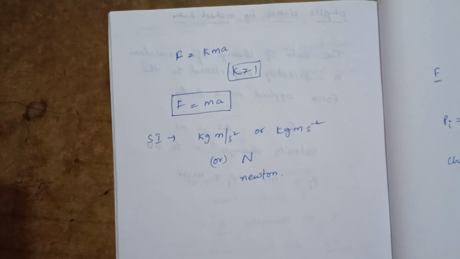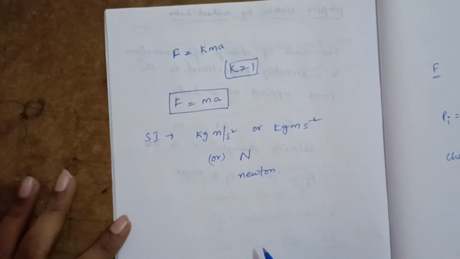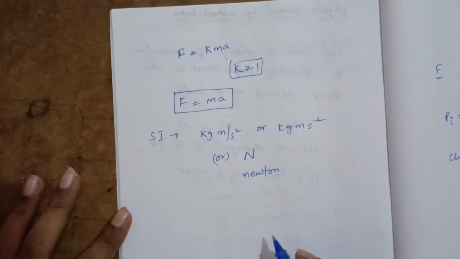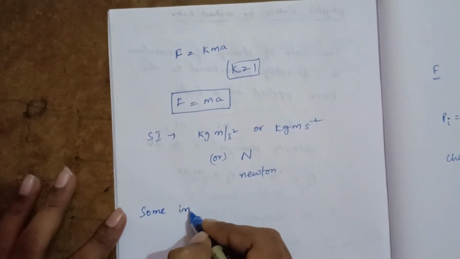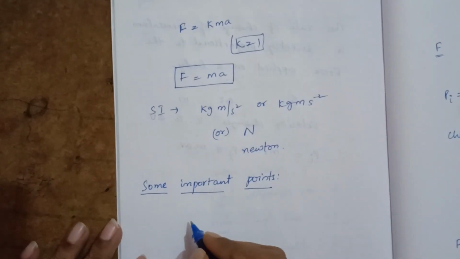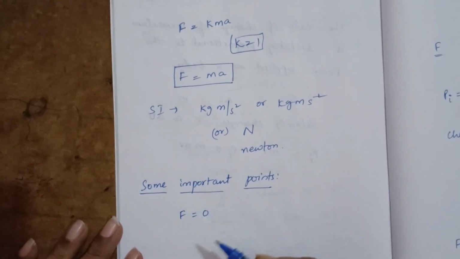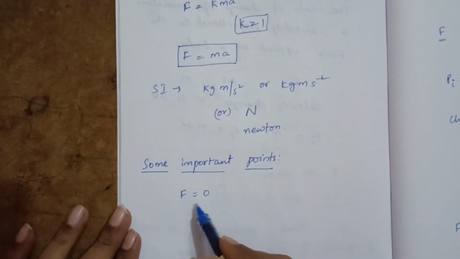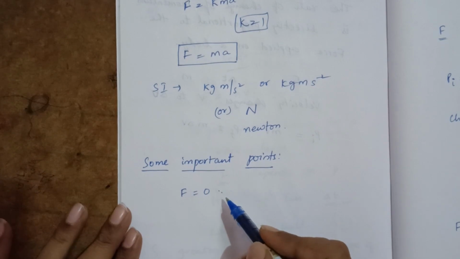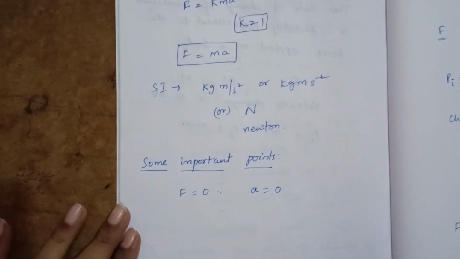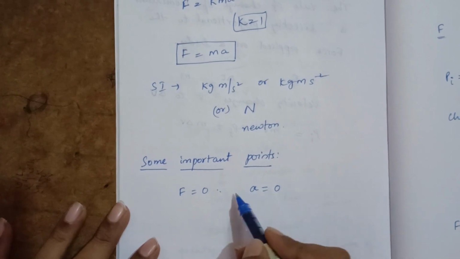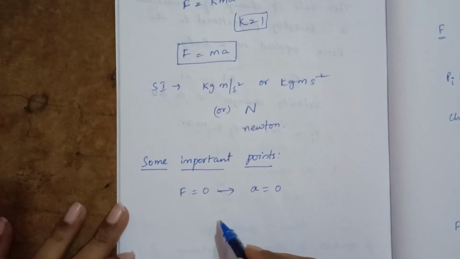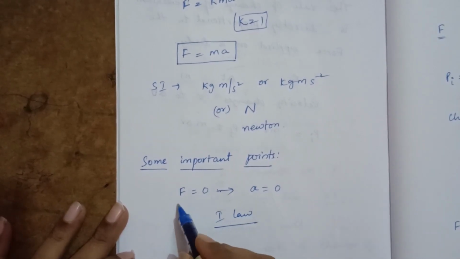Now we'll discuss some important points related to the second law. Now, if the net force on an object is 0, whenever we discuss force in this sense, net force, then we can say acceleration is 0. So in this situation, the second law is obviously consistent with the first law. What is the first law? No net force, no acceleration.